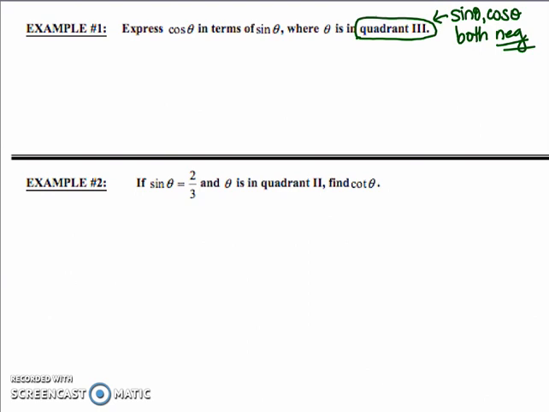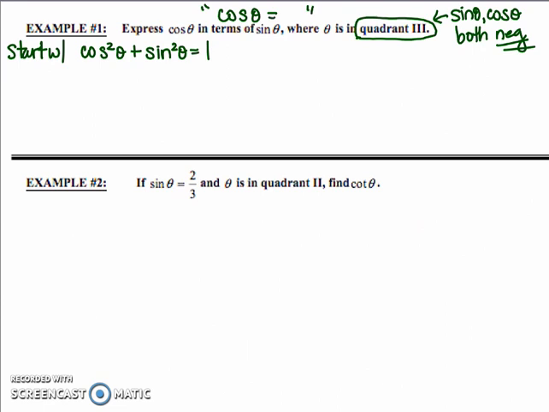If we want to express cosine theta in terms of sine theta, then we want to use an identity that has cosine in it and sine in it. So the identity that I'm going to start with is my first Pythagorean identity: cosine squared theta plus sine squared theta equals 1. If my goal is to express cosine in terms of sine, what that means is that when I'm done, I want cosine theta equals something with sine theta. So I am trying to get cosine theta alone.